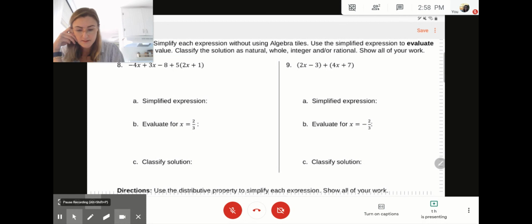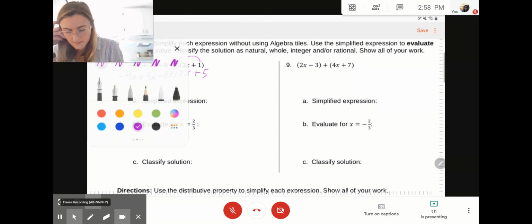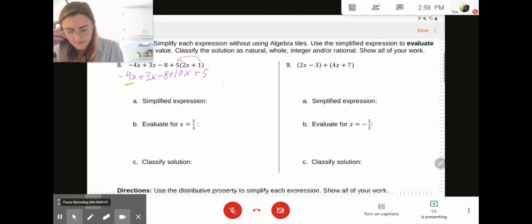So for number 8, I can't do anything inside the parentheses. So first thing I'm going to do is to distribute. I will get a 10x plus 5, and the rest of the expression stays the same. So I still have a negative 4x plus 3x minus 8 plus 10x plus 5. Now I'm going to combine like terms, and I see that I have this negative 4x, this 3x, and this 10x. So I'm going to first do negative 4x plus 3x. That will just get me a negative x plus a 10x.